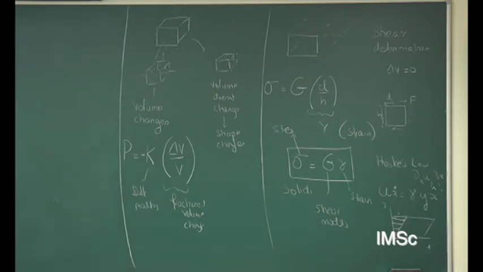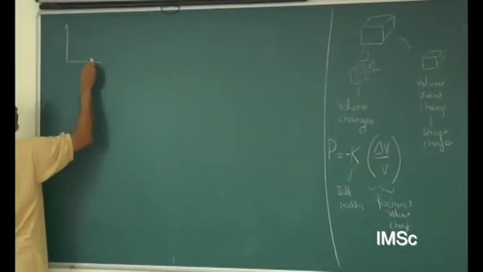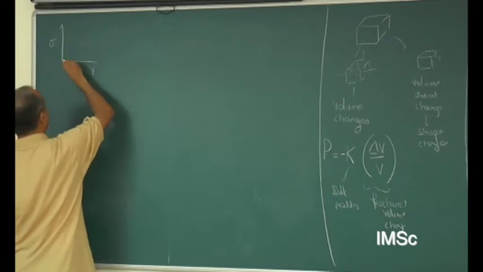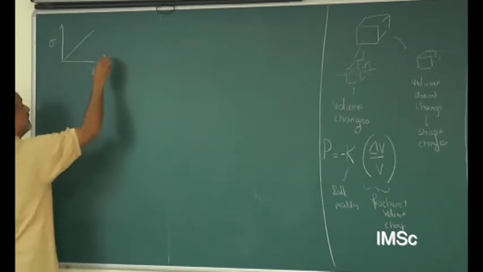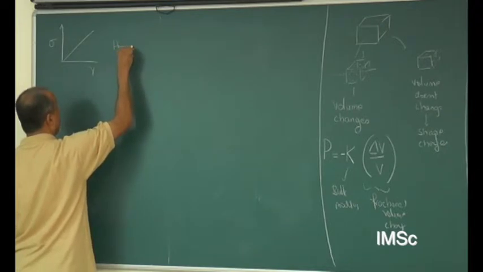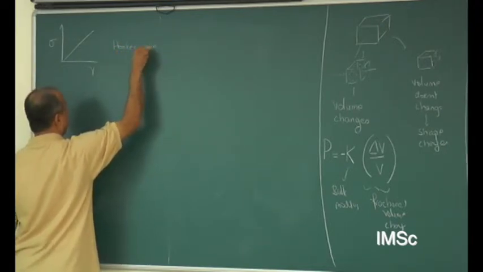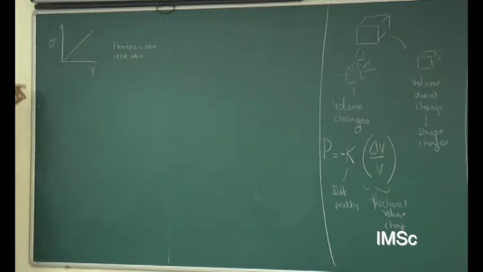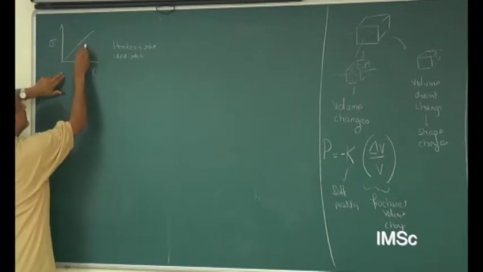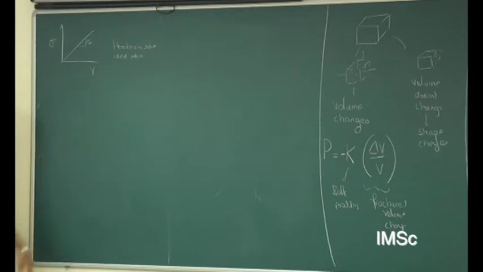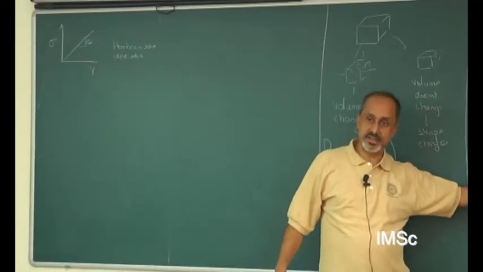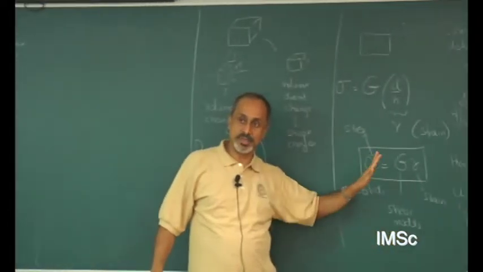So if I actually were to draw the sigma here and the gamma here, what I would get for an ideal solid, an ideal Hookean solid, let us say, is something that is linear if I plot sigma against gamma, and the slope of this is the elastic constant, the shear modulus G. Okay? So what is this saying? This is saying as long as I impose a fixed strain, I have to provide a certain amount of force to maintain it at that position.